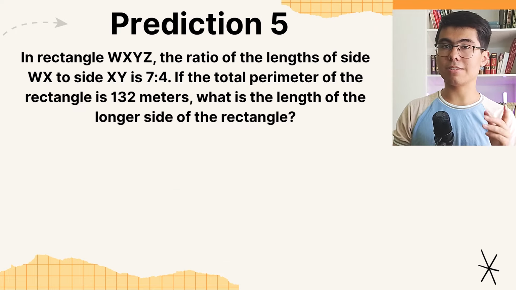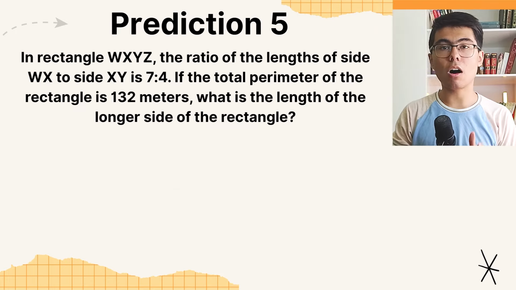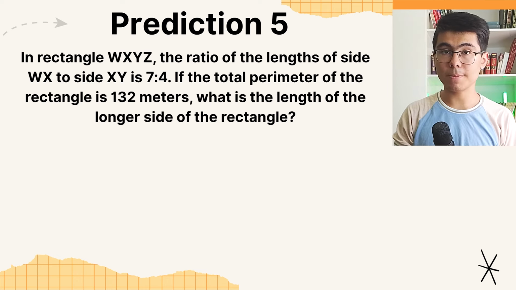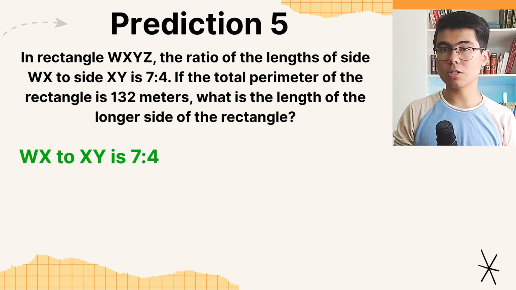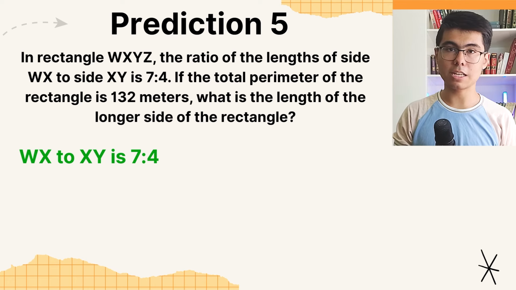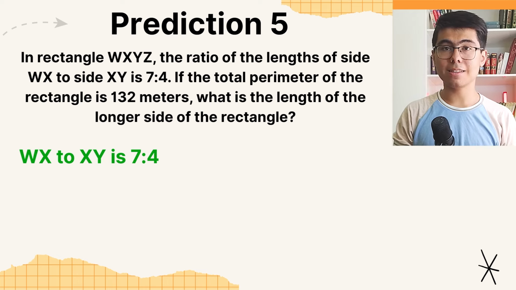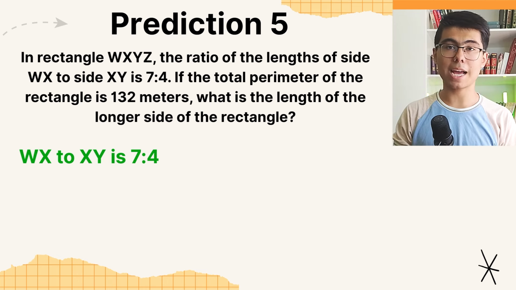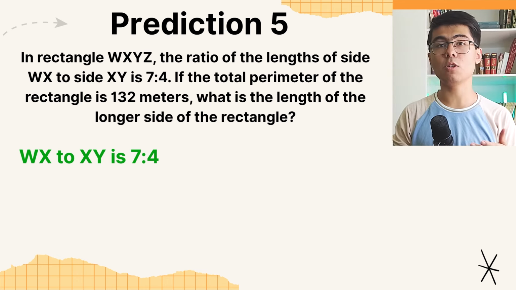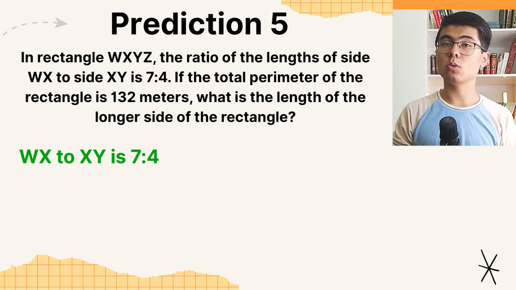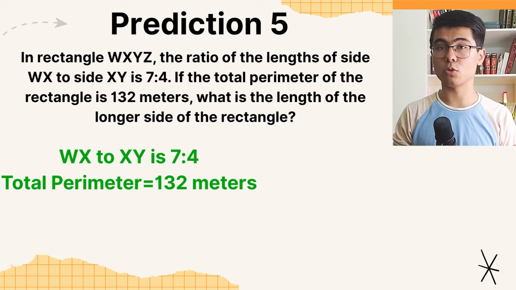Okay, so here they're asking us to find the length of the longer side of a rectangle given a ratio and the perimeter. So this is way more straightforward than exponential stuff, but let's carefully read the story. In rectangle WXYZ, the ratio of WX to XY is 7:4, and the total perimeter is 132 meters.